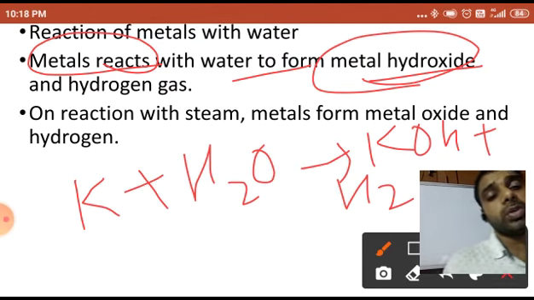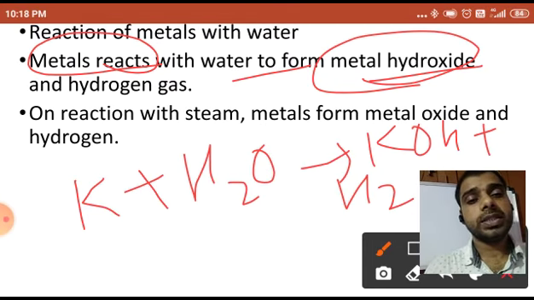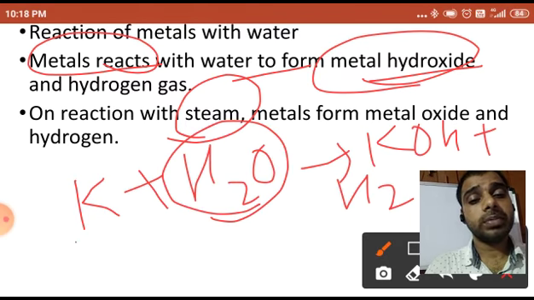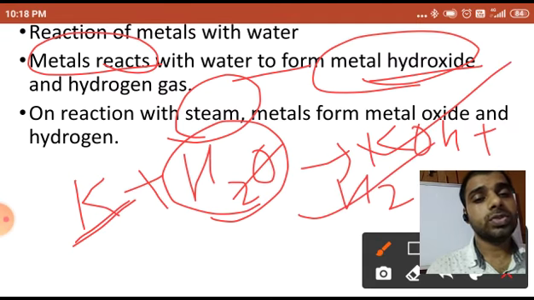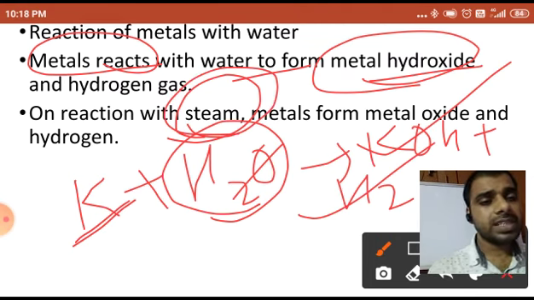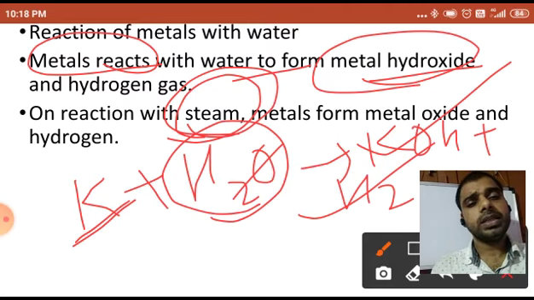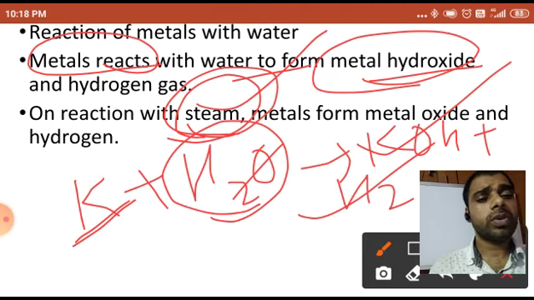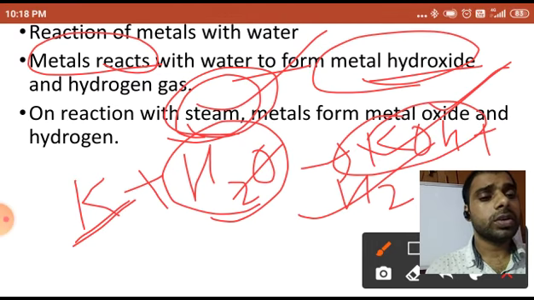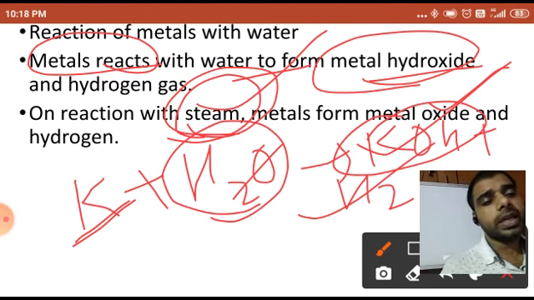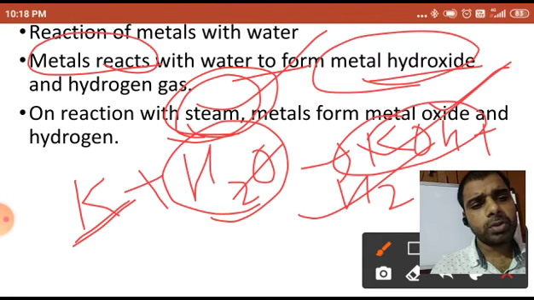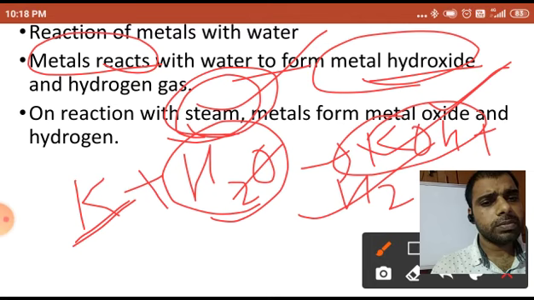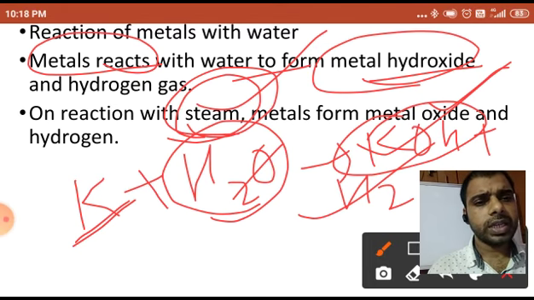This you have also done in the practical. And here you can see with steam, if H2O is there, potassium is very reactive. With cold water it can also react to form KOH plus H2. But if some less reactive elements are there, then with steam it will not form hydroxide, it will form metal oxide and hydrogen gas, but it should be less reactive. Why would I take the more reactive one? Because if it reacts with cold water, why would I invest so much money to form steam? So less reactive metals will react with the steam.